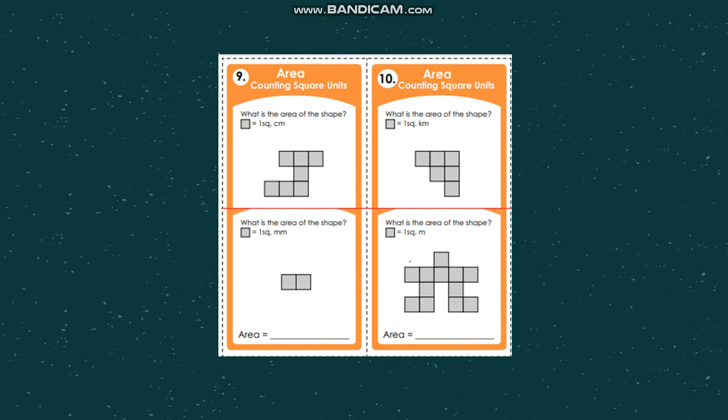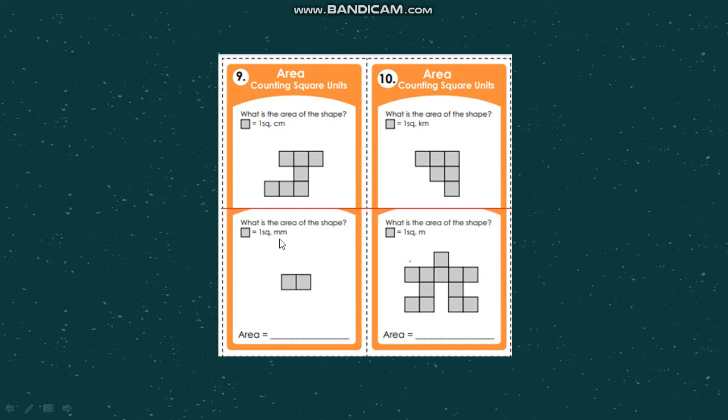By this you can find the area of a very complicated shape, where it becomes very difficult for you to apply the formula or measure. As you can see, the area of this shape is 1, 2, 3, 4, 5, 6, 7, so 7 square centimeter. Similarly, the area of this shape is 1, 2, 3, 4, 5, 6, so 6 square centimeter. Here, as you can see, it's kilometer, so it's 6 square kilometer.